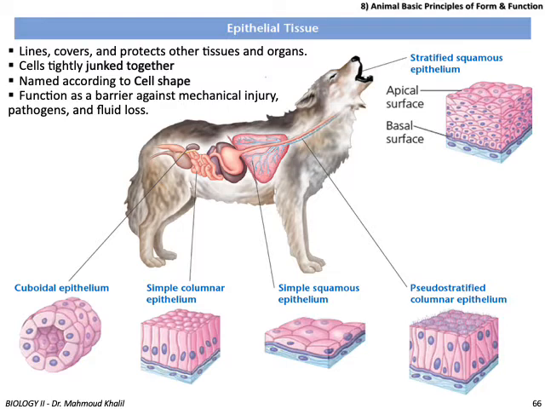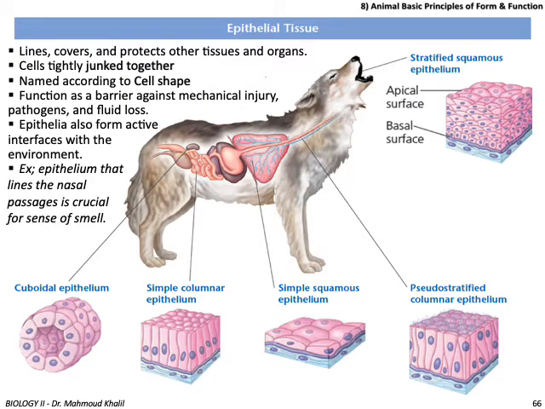So the types of the epithelial tissue are named according to the cell shape. They function mainly as a barrier against mechanical injury, pathogens, and fluid loss. Epithelia also form an active interface with the environment. Epithelium that lines the nasal passage is crucial for the sense of smell. So what are the types of epithelium?